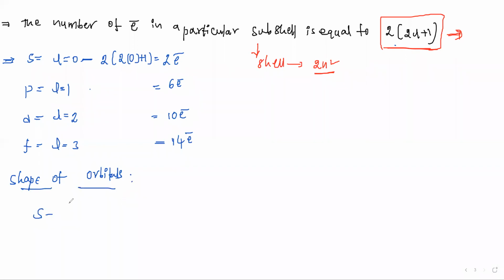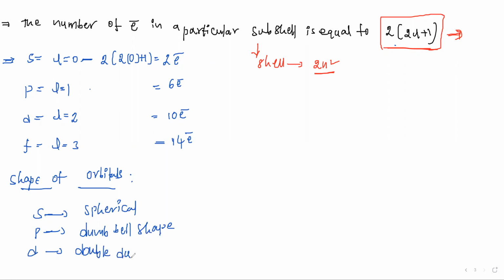The shape of S orbital is a spherical shape. The shape of P orbital is dumbbell shape. And the shape of D orbital is double dumbbell shape.